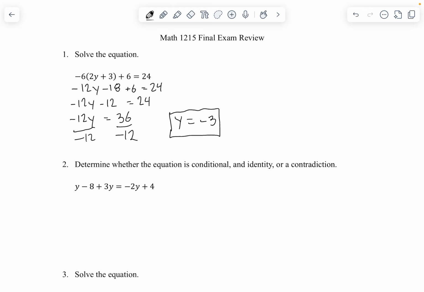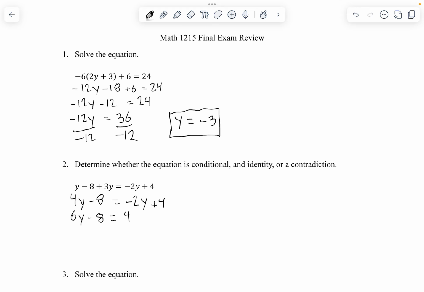So let's get started. What we're going to do here is begin by just combining like terms on the left. So y plus 3y gives me 4y. So 4y minus 8 equals negative 2y plus 4. Then I will add 2y to both sides. That gives me 6y minus 8 equals 4.